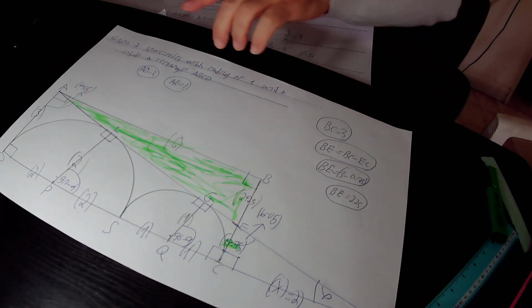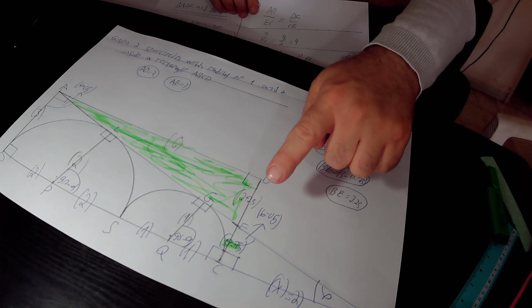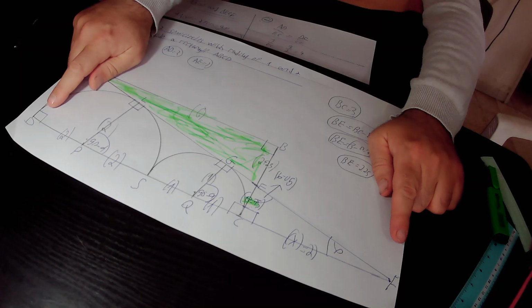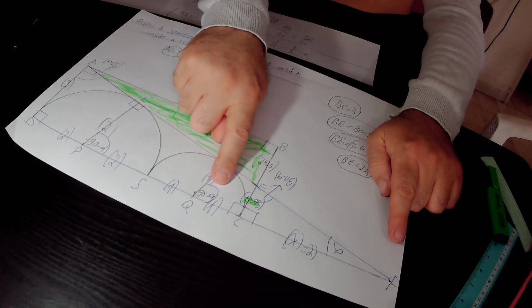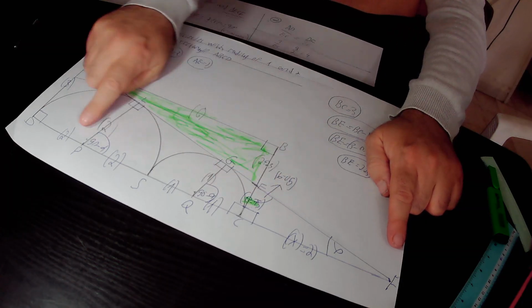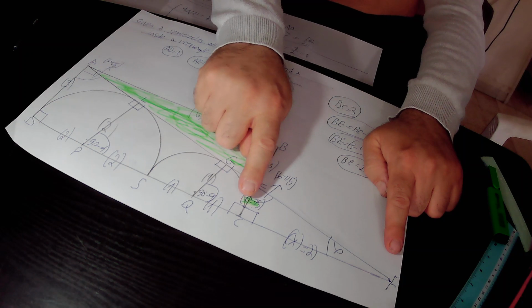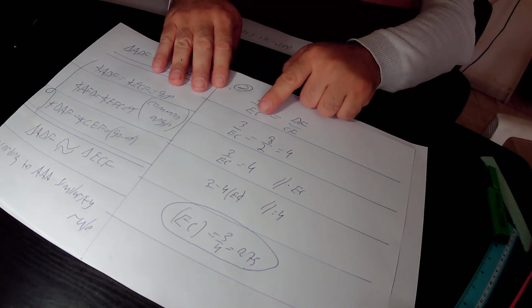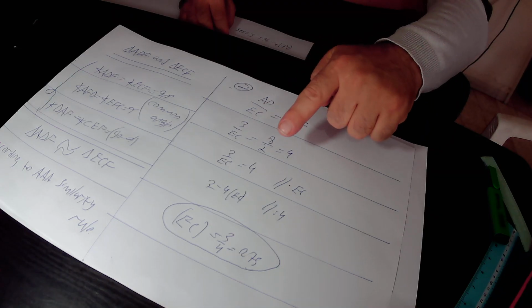AD is 3, over EC. EC is the missing side, so we leave it as it is. And it equals DF over CF. DF in total equals 2 plus 2 plus 1 plus 1, that is 6, and 6 plus 2 is 8. So DF equals 8, and CF equals 2. So we find that 3 over EC equals 8 over 2. 8 over 2 is 4. So 3 over EC equals 4.